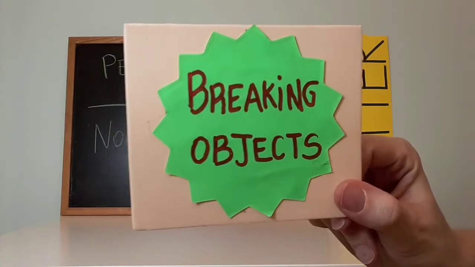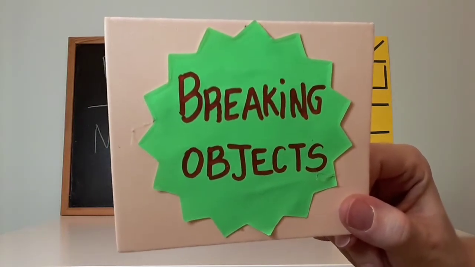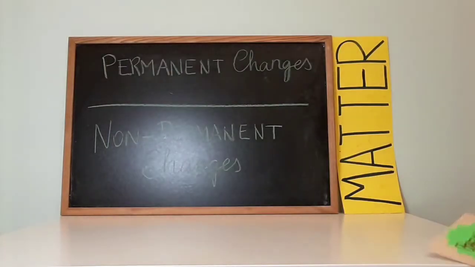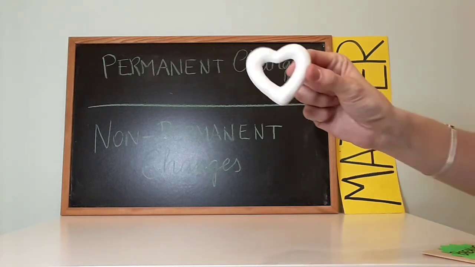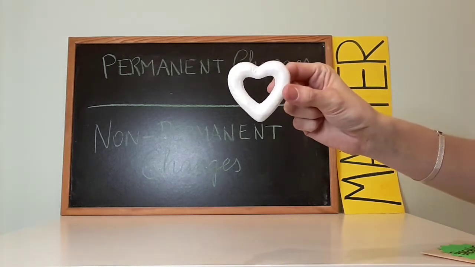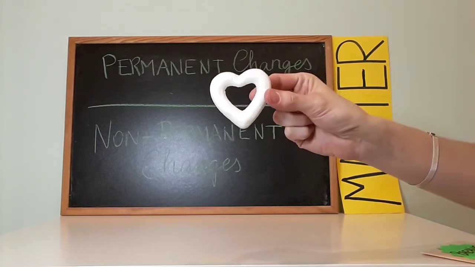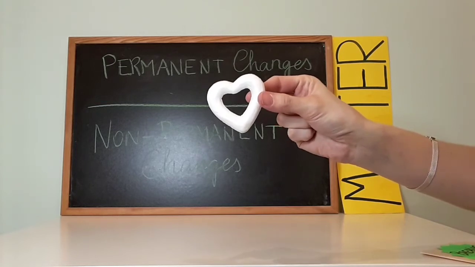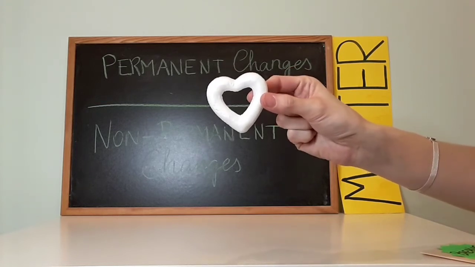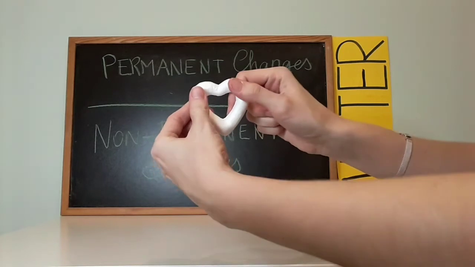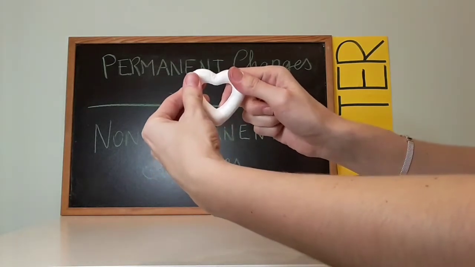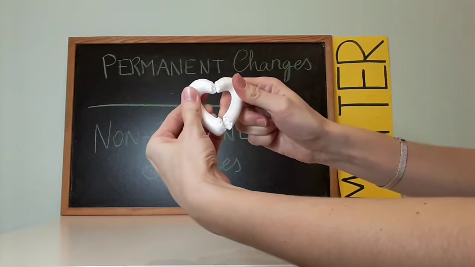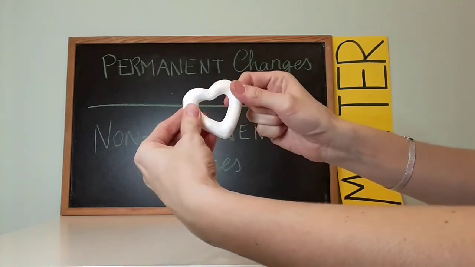Breaking objects. We can break some objects by applying a force to them. Of course, it depends on the material they are made of. Let's apply a force to it.